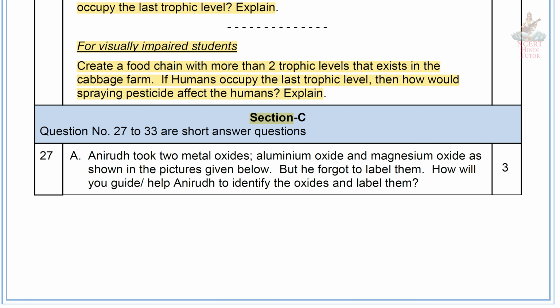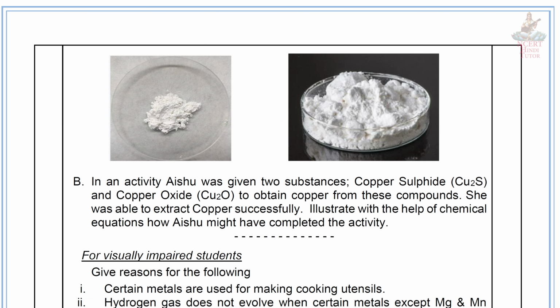Section C. Question number 27 to 33 are short answer questions. Question 27a. Anirudh took two metal oxides, aluminium oxide and magnesium oxide, as shown in the pictures given below, but he forgot to label them. How will you help Anirudh to identify the oxides and label them? So friends, this is the first figure and then the second.